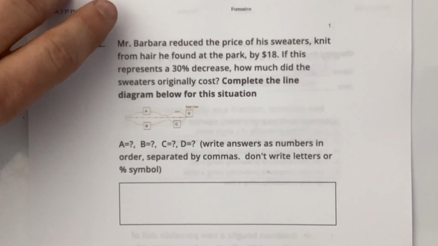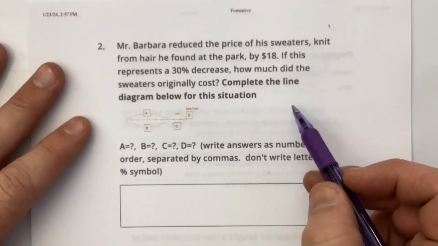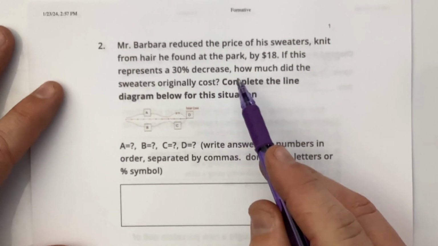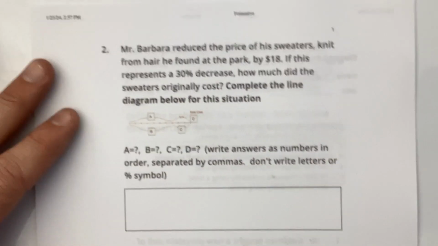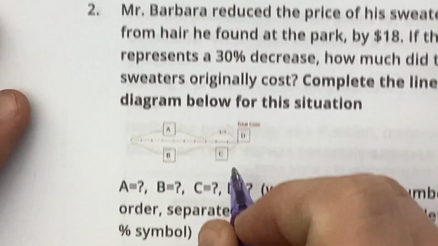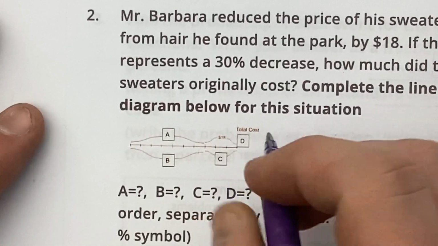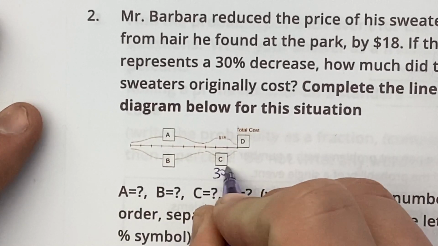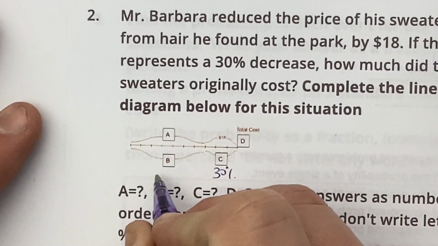Reduce the price of his sweaters knit from hair he found at the park by $18. If this represents a 30% decrease, how much did the sweaters originally cost? Let me see if I can zoom in again. This is really small. This is $18 over 3 spots. Again, it's still 10 spaces, so 3 of those is 30%. B is going to be 70%.